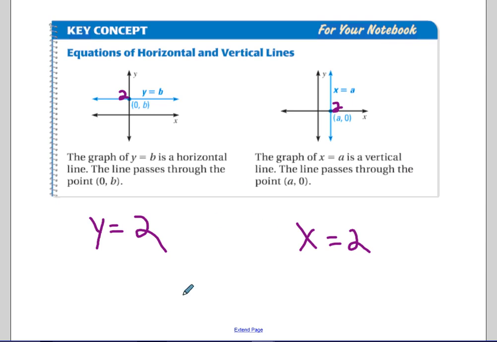A handy way to remember this is, a horizontal line goes like this, and your vertical line is straight up and down. I don't have a fancy picture for that one.